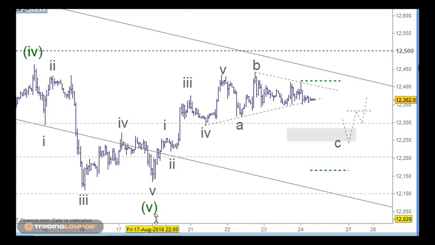Even if I count this as wave 5 here, I can count this up from this low here as 1, 2, 3, 4, 5 here. And looking at this as an A here, a little A, B, C here for the B wave, and 1 and 2 and 3 and 4 and 5 for the C wave.